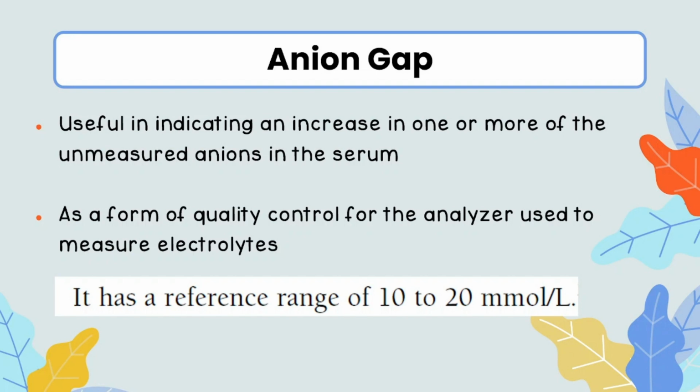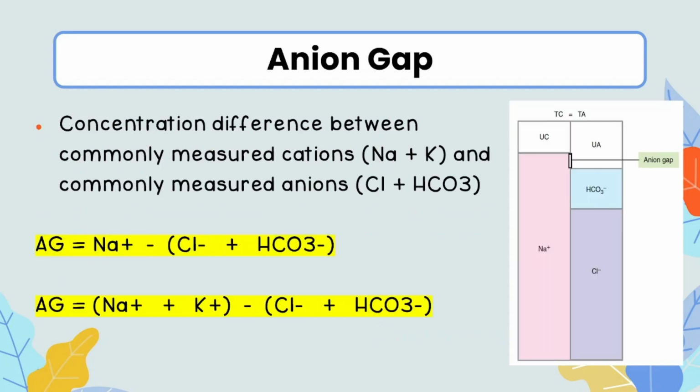Now, this is the reference range of your anion gap. It is around 10 to 20 millimoles per liter. Remember that what is routinely measured among the electrolytes involves your sodium, potassium, chloride, and even bicarbonate. So how about your other anions, kids? That is what is looked into in the anion gap.